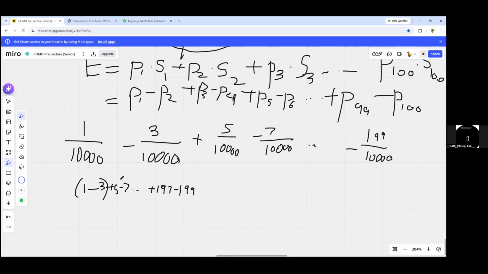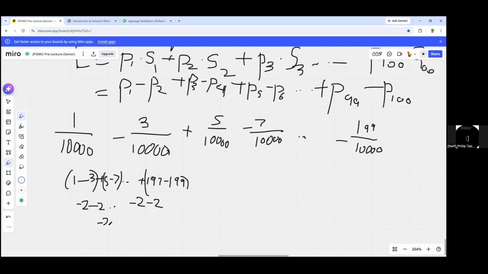If we group them, we just get negative 2 minus 2 minus 2 minus 2, all the way until we get to 197 minus 199, which is also negative 2. So we just get a bunch of negative 2's for our numerator. And how many negative 2's do we get? Well, I'll just count from the end term.